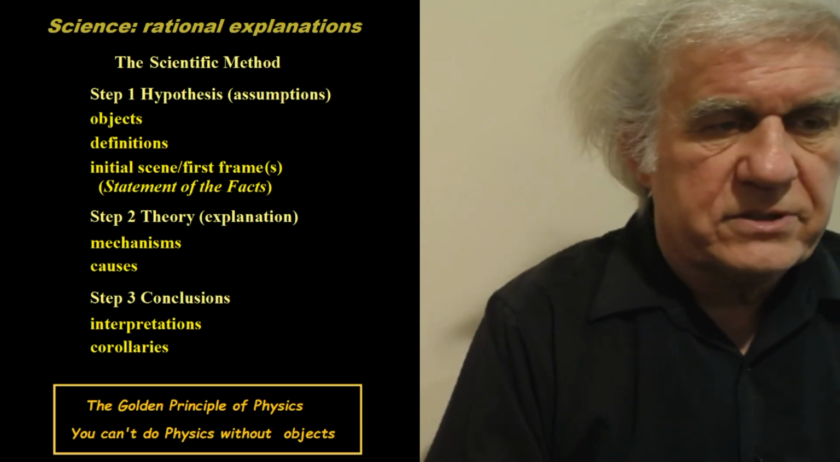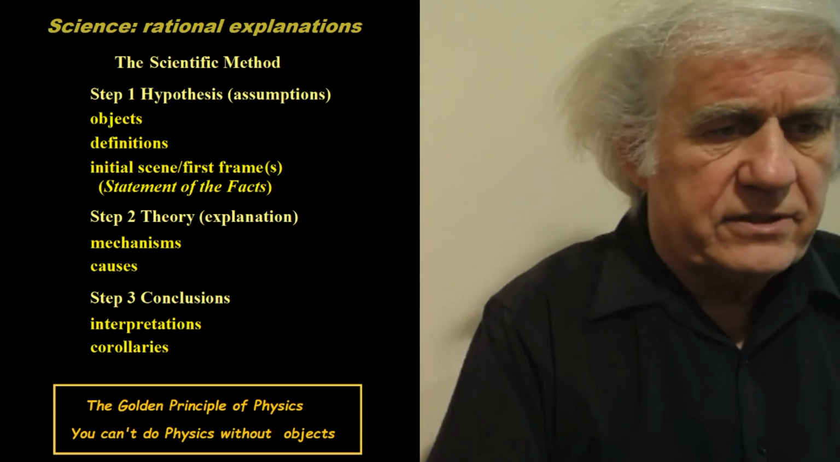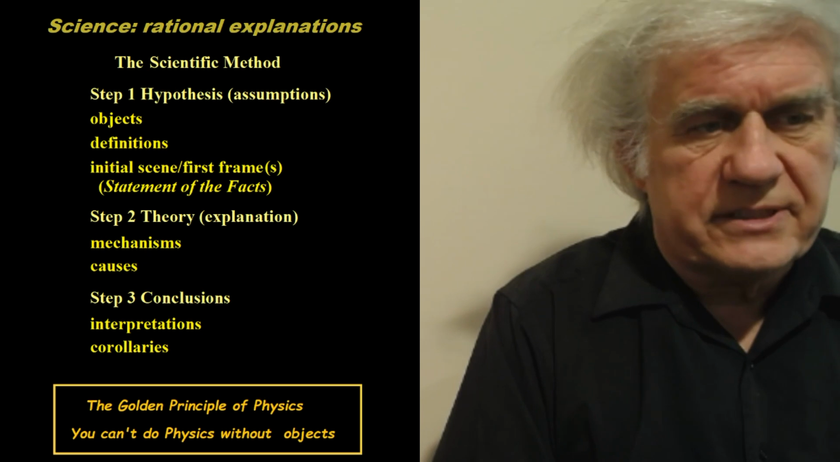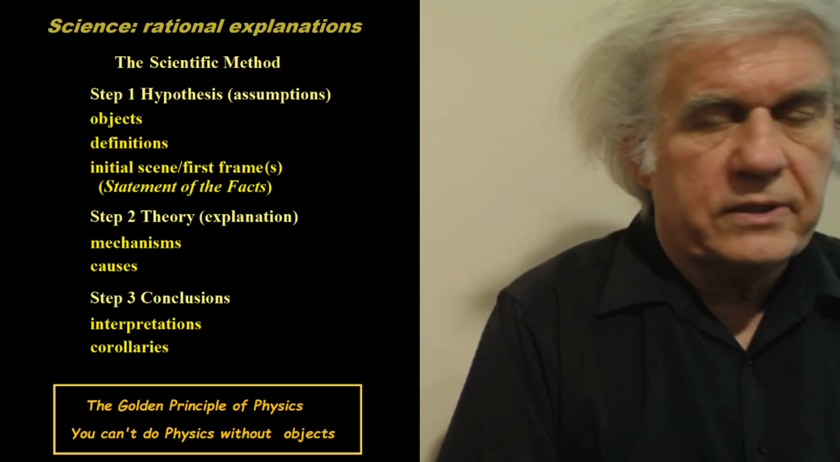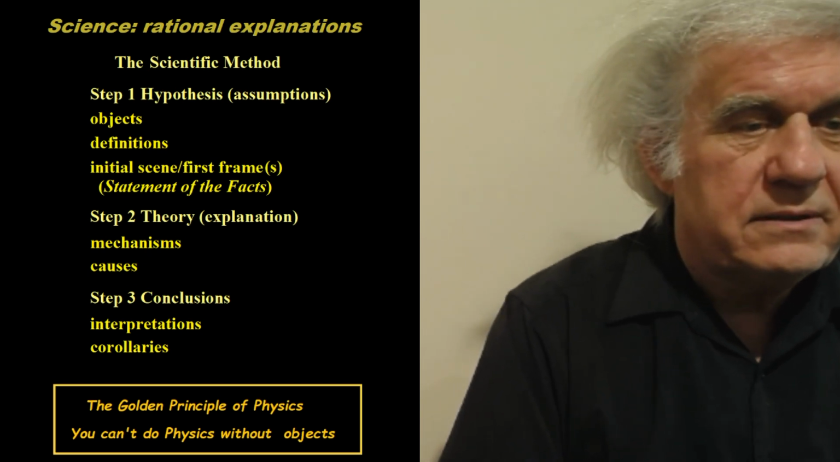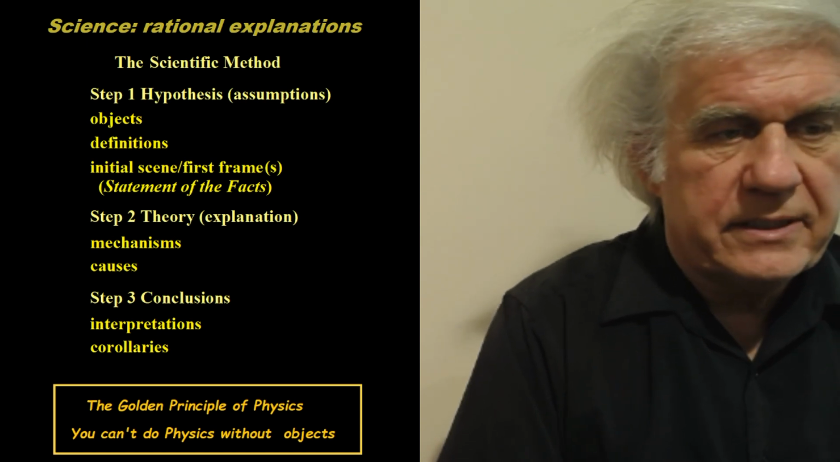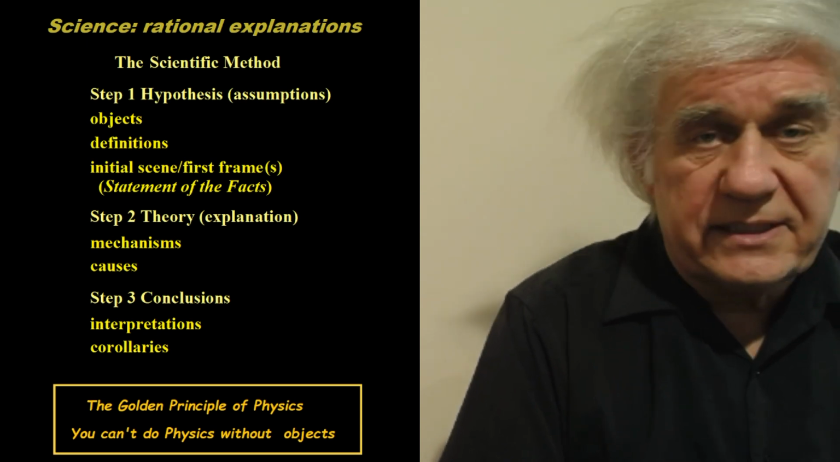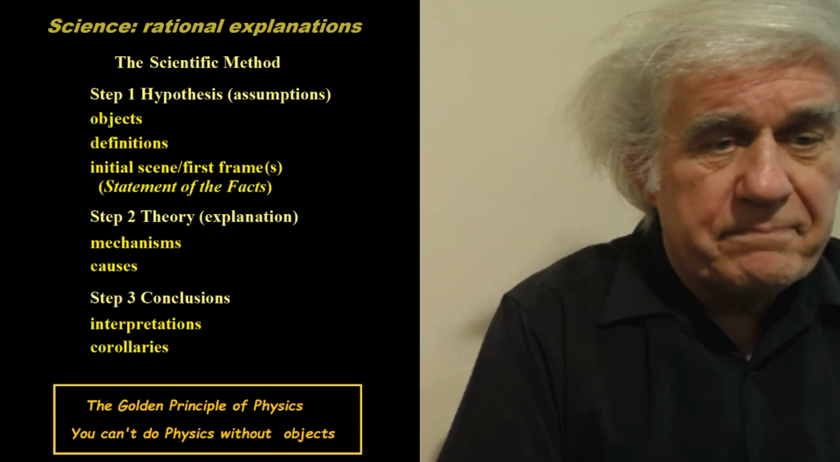Again, this is for purposes of physics. And then you see the first golden principle of physics. You can't do physics without objects. If there were no objects, there would be no phenomena in the universe. There would be nothing to see, nothing happening. So you had better have objects to do physics. And the mathematicians, who call themselves "mathematical physicists" with quotation marks, never understood that. You need objects, and they don't deal with objects.